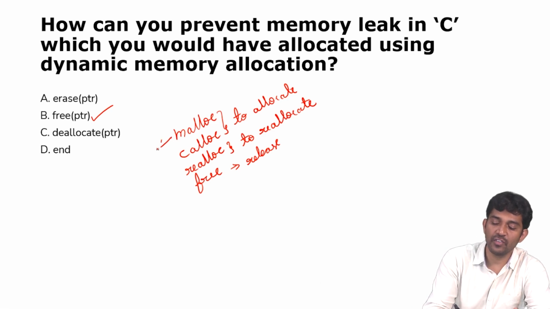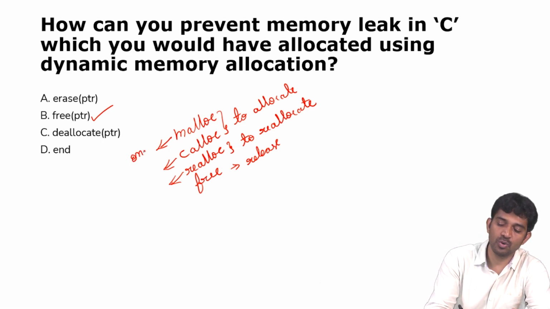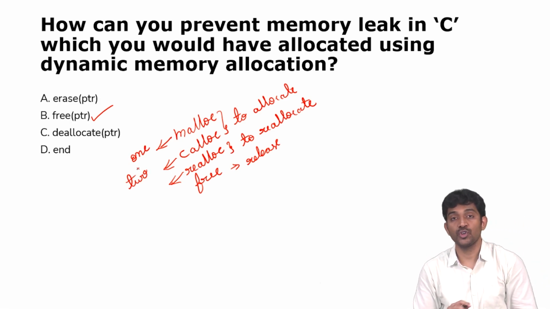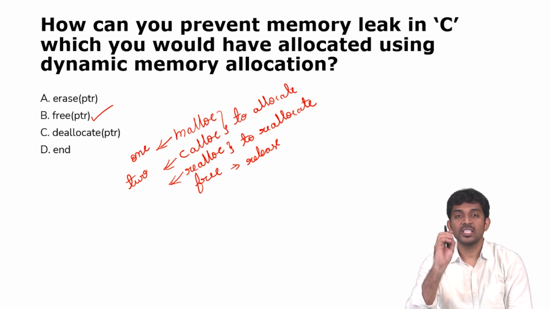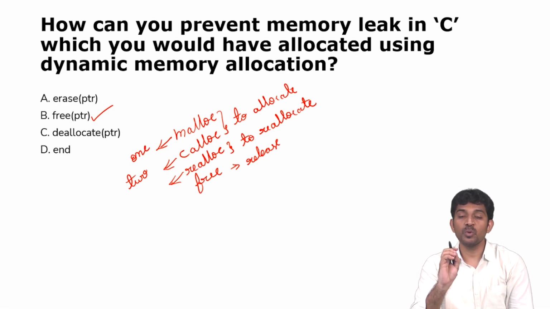What is the syntax of malloc, calloc, realloc? See, malloc is going to take only one argument. Please note this. And calloc is going to take two arguments. You may have such a question also: how many arguments will malloc expect? How many arguments will calloc expect?